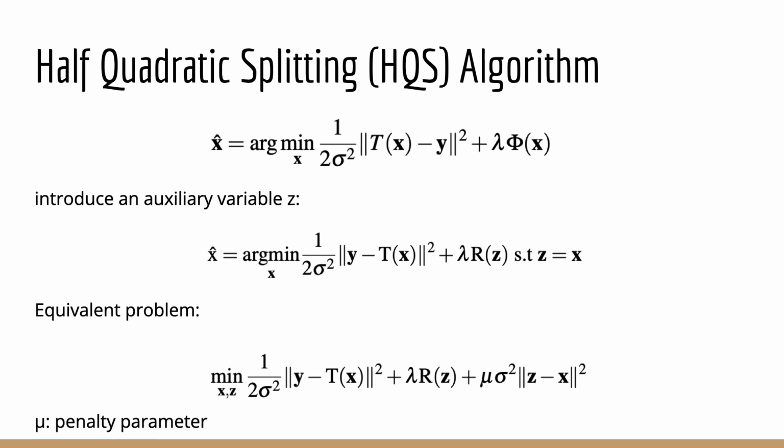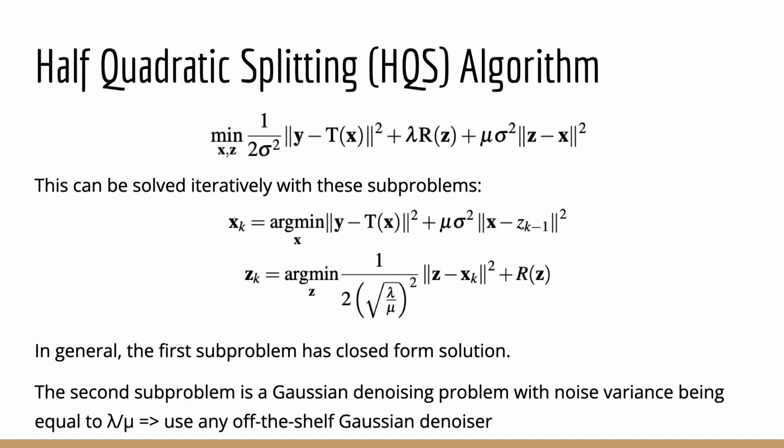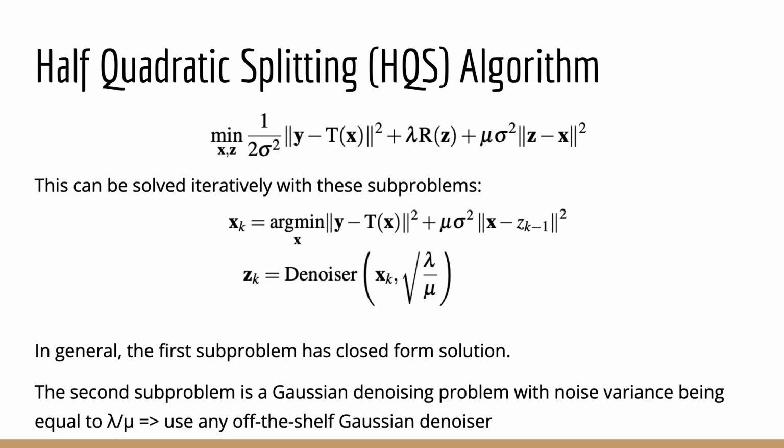To solve the optimization problem we introduced earlier, we add an auxiliary variable z, and we want the constraint z equals x for our problem. And we can write an equivalent problem like this. Mu is our penalty parameter. We want it to be large for this equality constraint, and this can be solved iteratively with these subproblems. In general, the first subproblem has a closed form solution, but the second subproblem is a Gaussian denoising problem with the noise variance being equal to lambda over mu. So for solving this problem, we can use any off-the-shelf Gaussian denoiser. This can be a deep denoiser. So we can replace it with some type of denoiser.